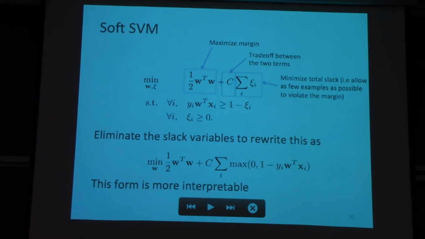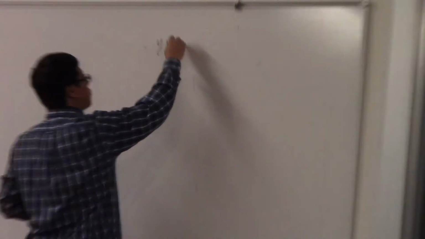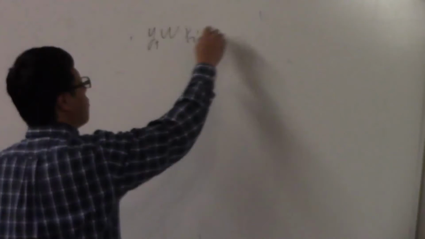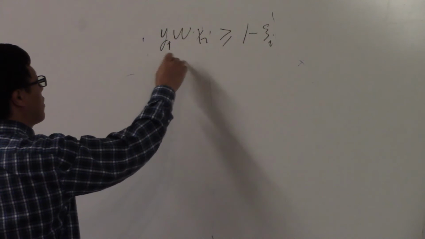So the first optimization problem has two constraints. The first one is y_i w x_i is bigger than 1 minus c_i. The second one is c_i is positive or 0, right?